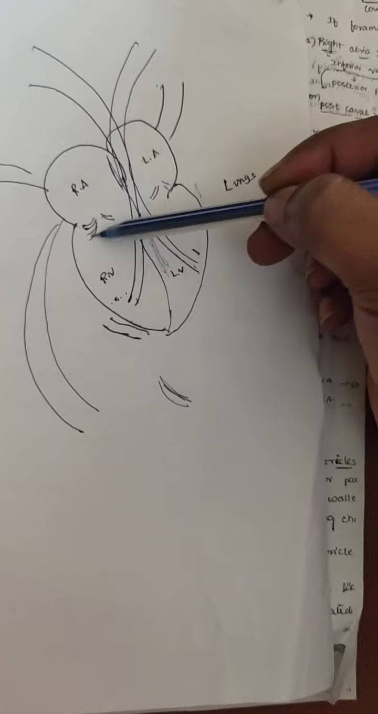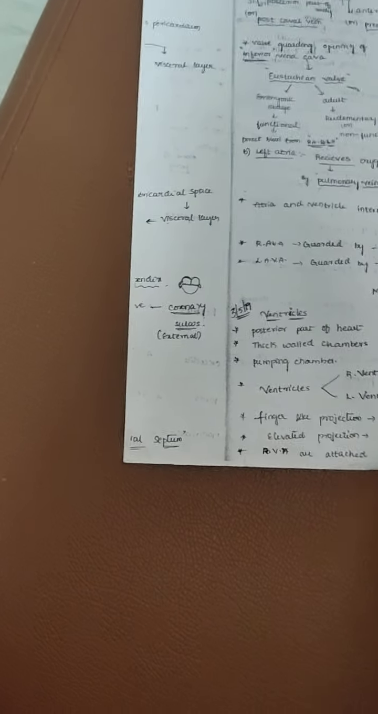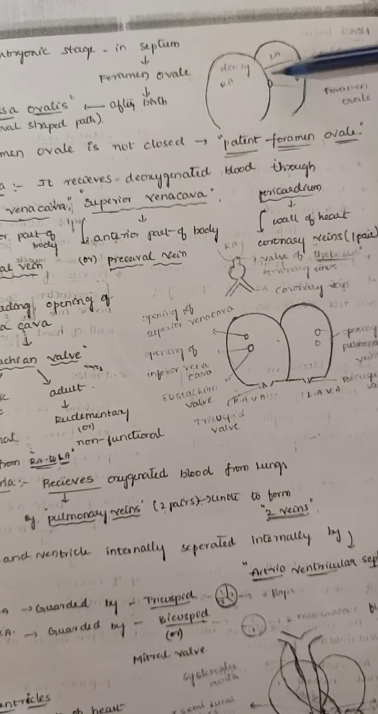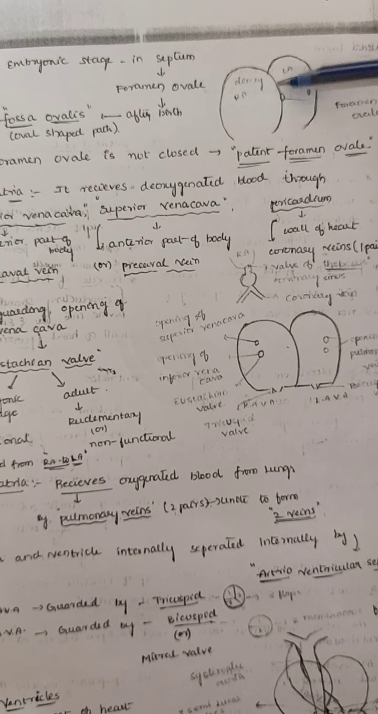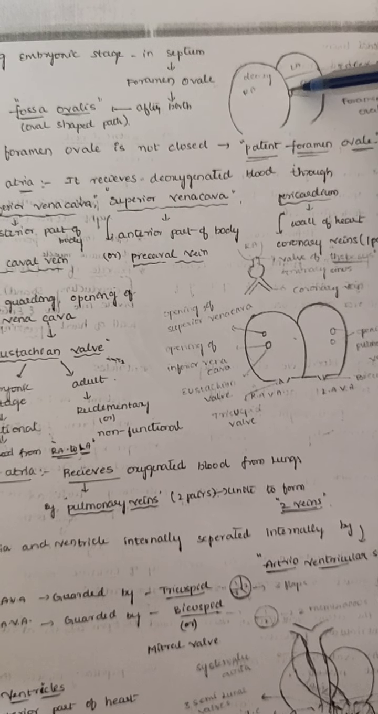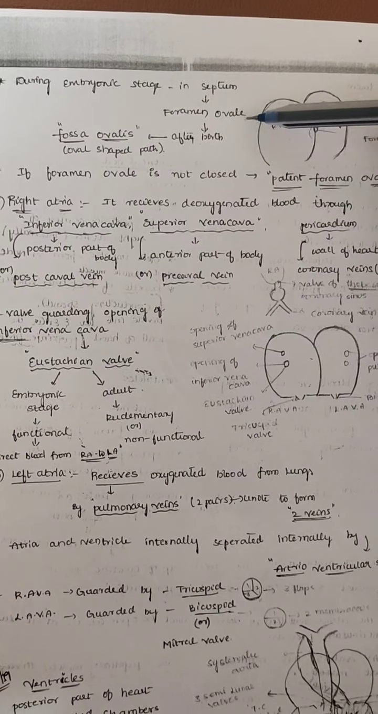Auricles and ventricles are separated by auriculoventricular septa. Now here, see, the atria are separated by a septum called the interatrial septum. These are the two atria, and this is the interatrial septum. During the embryonic stage, this septum has a hole. This hole is called the foramen ovale.